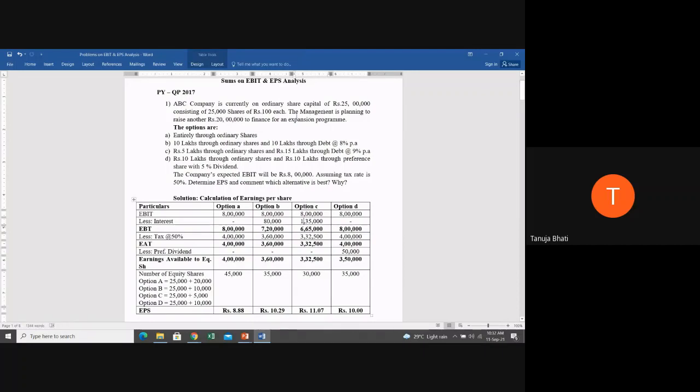So this is the way we solve EBIT and EPS analysis, and this analysis helps us in knowing the best financial plan to be selected, which will increase the earnings or wealth to the shareholders.